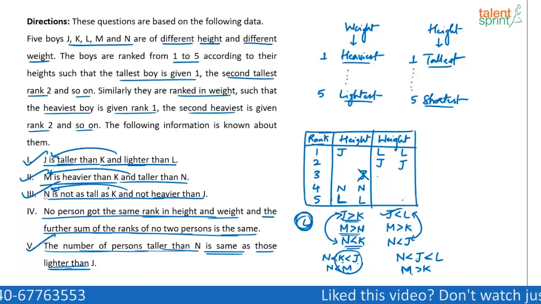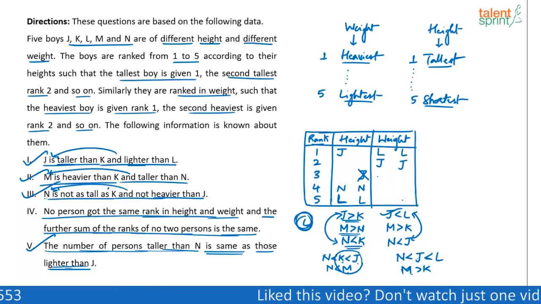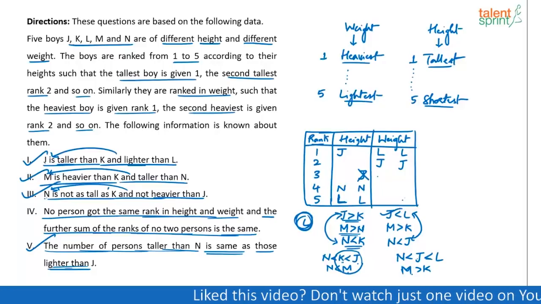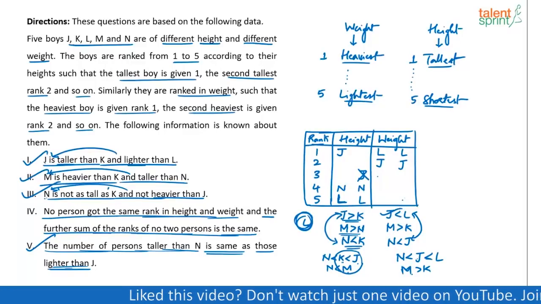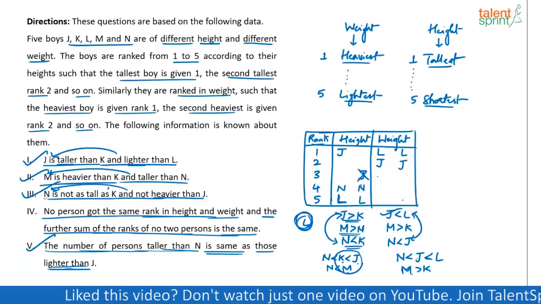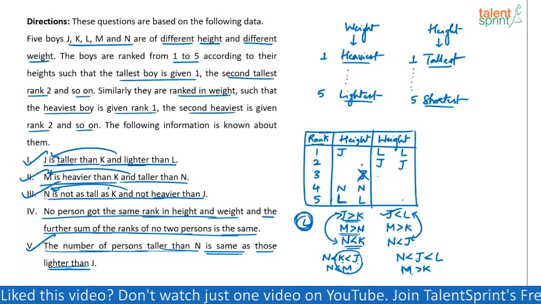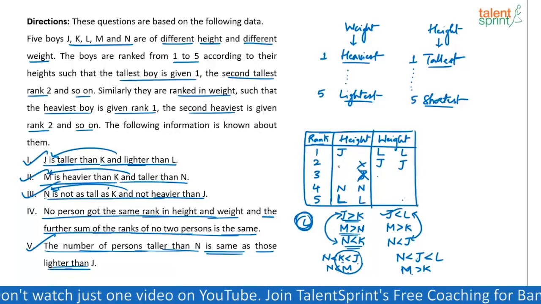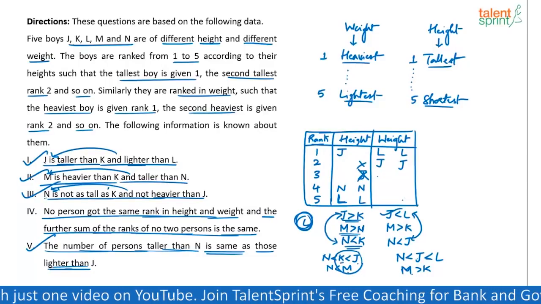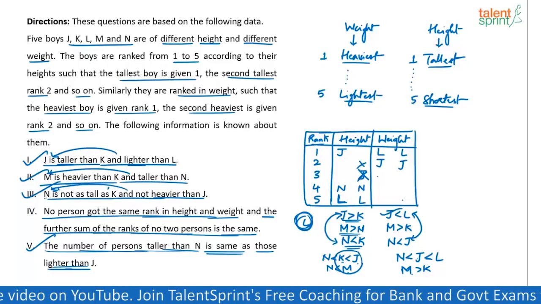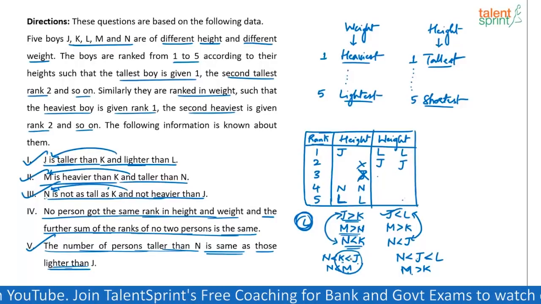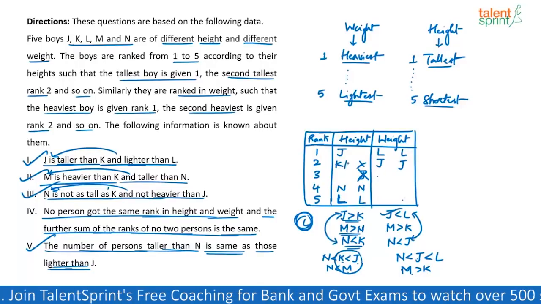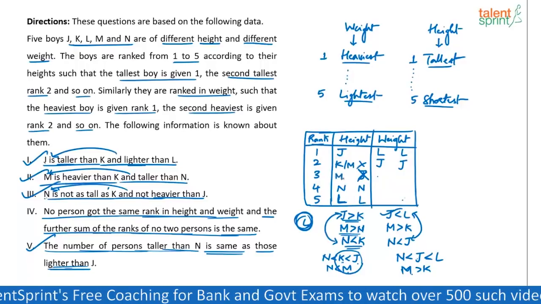Why can't J take third rank? Because if J comes in third rank, K has to be less than J, meaning K has to be fourth or fifth. So J cannot take third rank, and J cannot take second rank. So J has to take first rank. That is fixed. Now between K and M we have to decide here. Both K and M are greater than N but less than J. That is for sure. So this will be K slash M, M slash K.